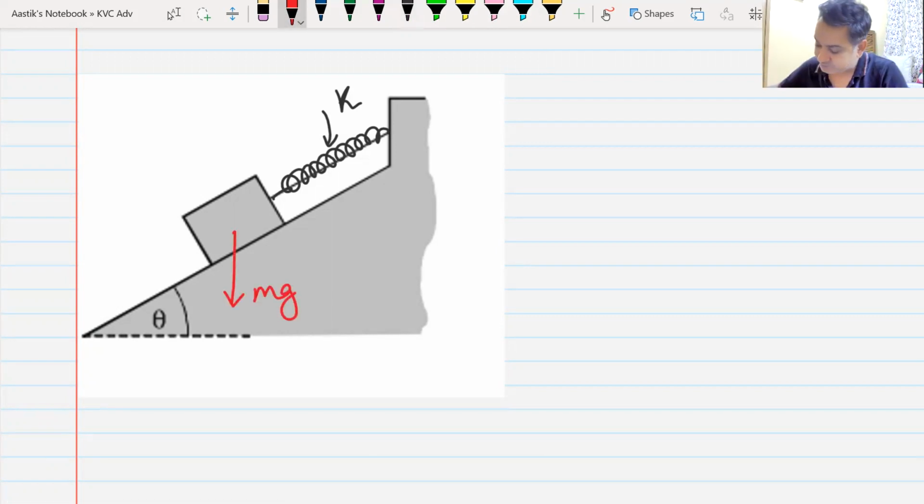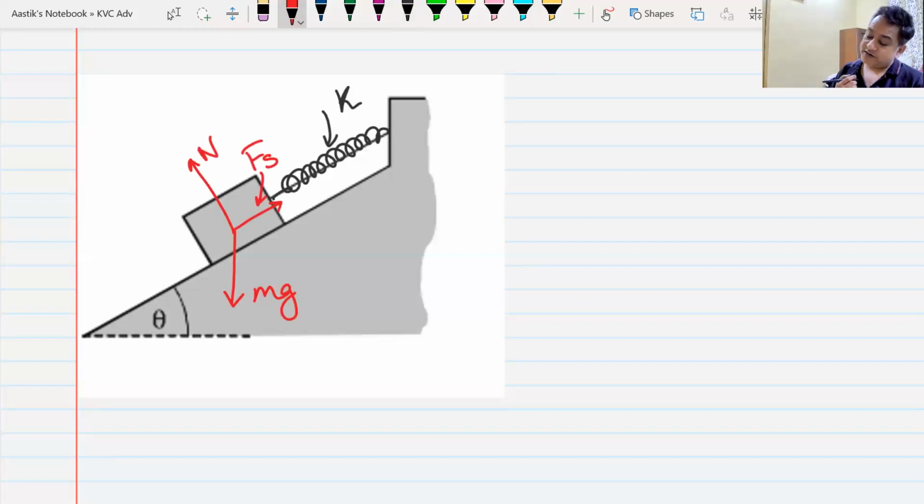Now let me again draw the free body diagram of the block. This is mg. This is normal reaction N. Do we understand this? Yes, sir. Then, since the spring is extended, it will try to pull it like this. I can call this Fs. Fs stands for the force in the spring. Do we understand this?